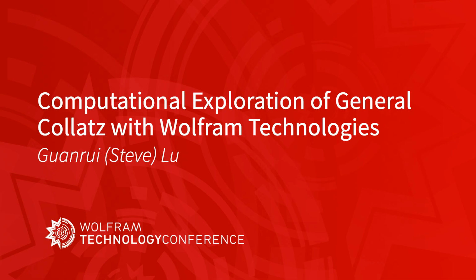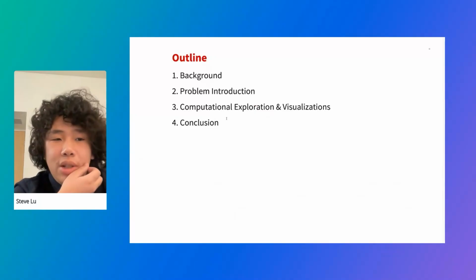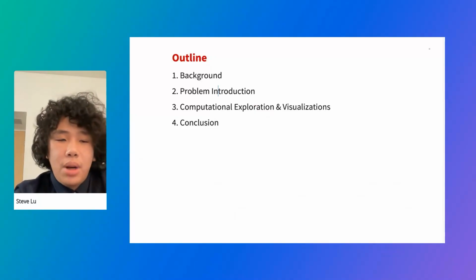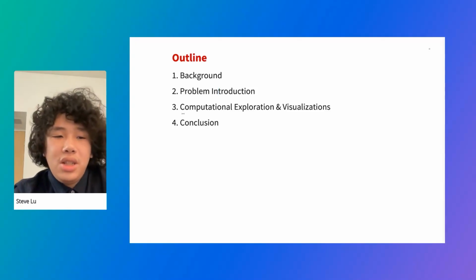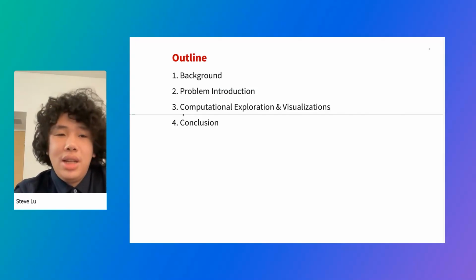So this is the outline of this presentation. We're going to go over some background about the Collatz conjecture. We're going to introduce the specific problem we're going to explore. I'm going to show some computational ways of exploration, then we're going to go through some visualizations, and then we're going to have a conclusion, and then go into the Q&A section.